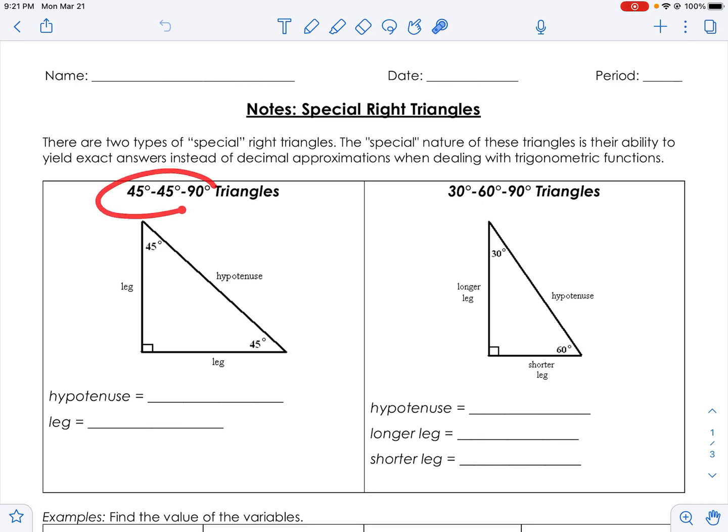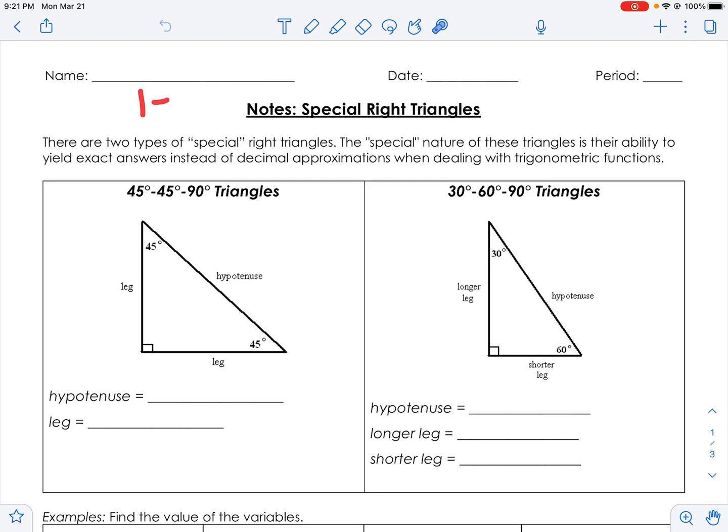Now, there are two special right triangles, and that's 45, 45, 90 and 30, 60, 90. What's special about these triangles is that they have this pattern that they follow every single time. And so they have this ratio that they follow.